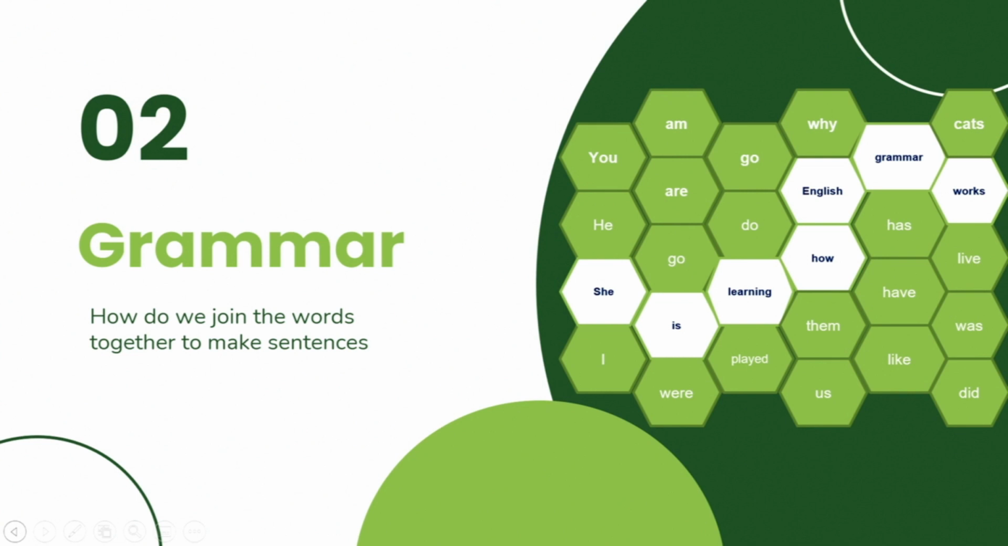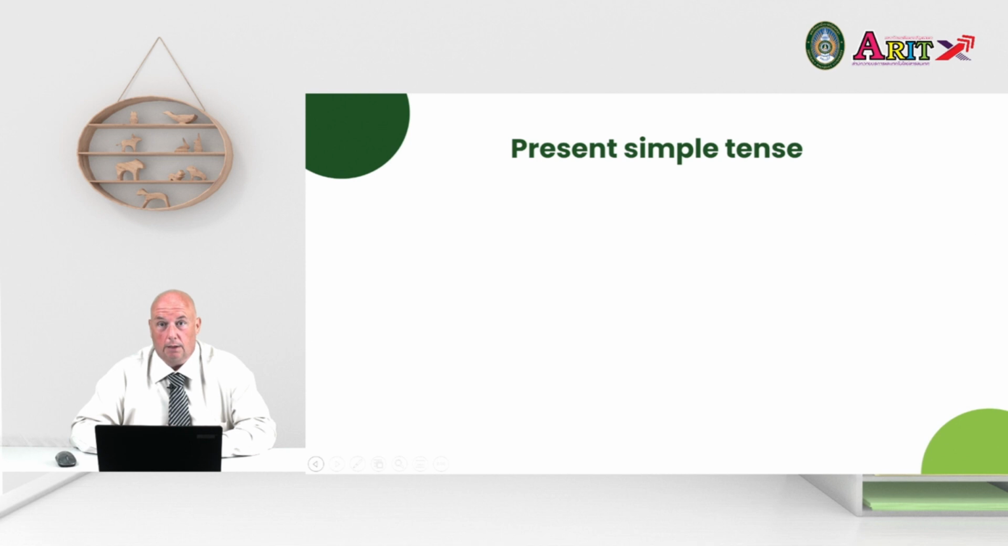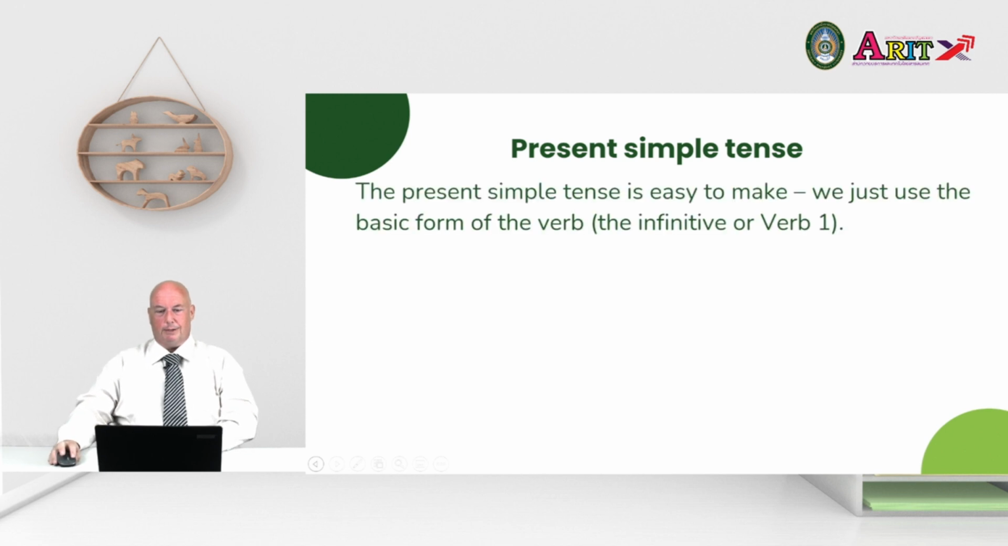So this is how we use certain parts of language to put sentences together correctly. Today we're going to look at present simple tense. So what is present simple? It's one of the easiest ones. We just use the basic form of the verb here, the infinitive, or you might have been told it's verb 1. So that's the easiest form of the verb we all know. Eat, go, do, things like that.